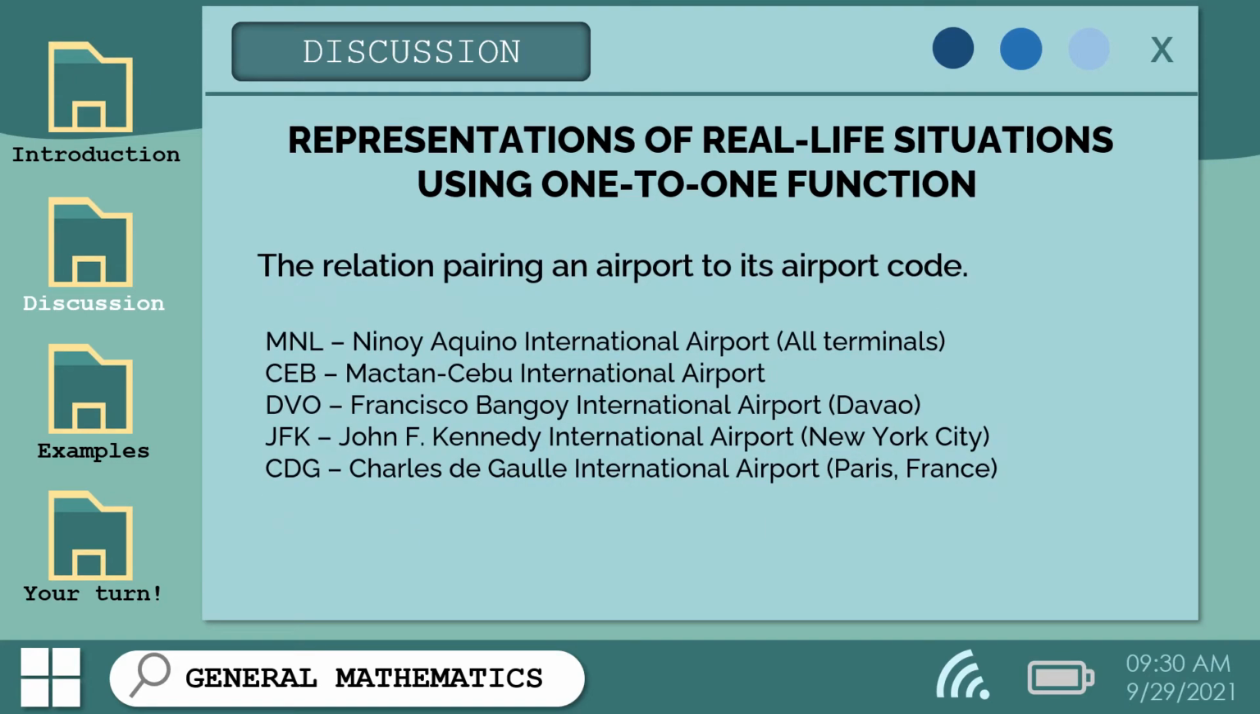Okay? Another example. The relation pairing an airport to its airport code. Does every airport have only a single airport code? The answer is yes. For example, the Ninoy Aquino International Airport has only one airport code, which is MNL. There is no other. The same goes for Mactan Cebu International Airport. It has only one unique airport code, which is CEB.